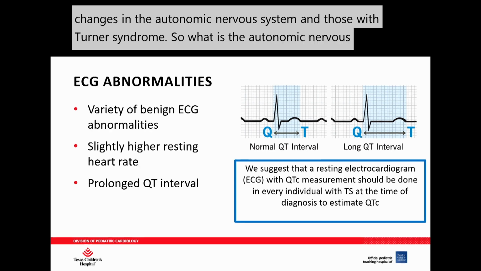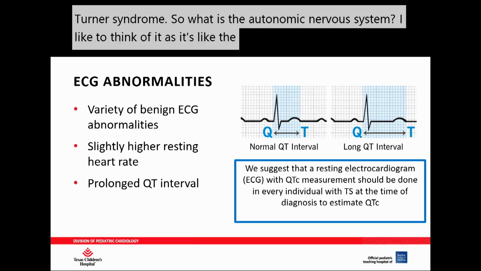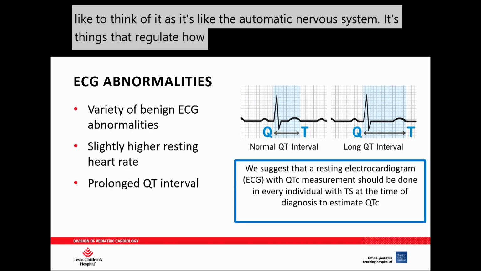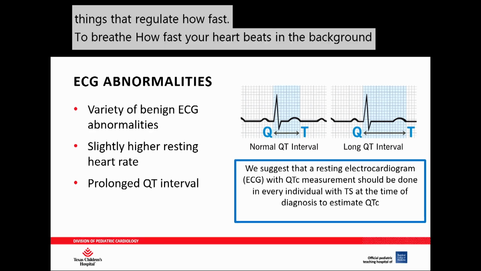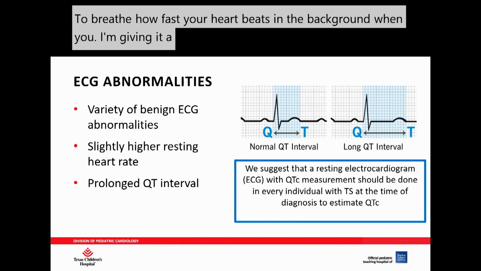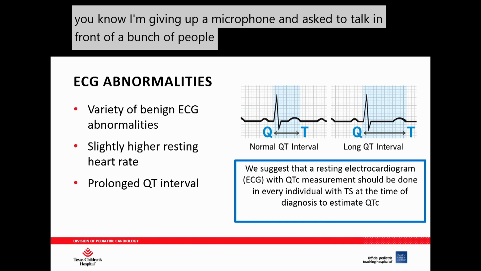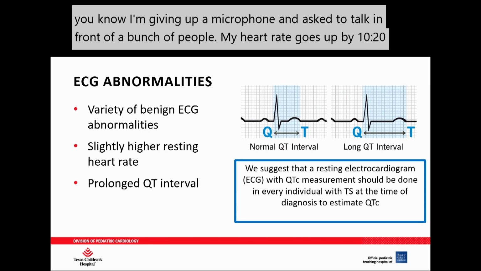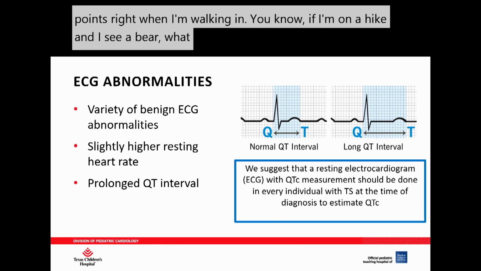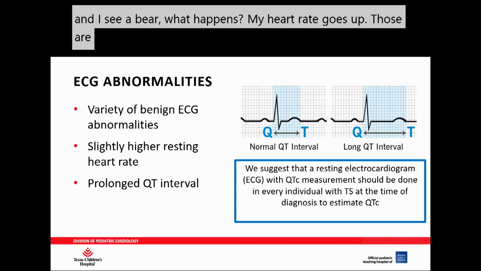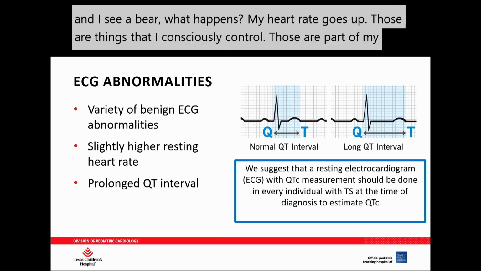I like to think of it as the automatic nervous system. It's things that regulate how fast you breathe, how fast your heart beats in the background. When I'm given a microphone and asked to talk in front of a bunch of people, my heart rate goes up by 10, 20 points, right? When I'm on a hike and I see a bear, what happens? My heart rate goes up. Those aren't things that I consciously control. Those are part of my automatic, or autonomic, nervous system.